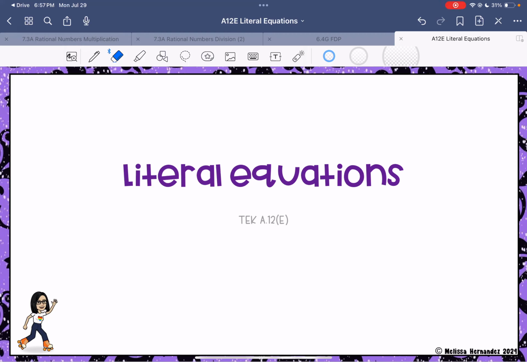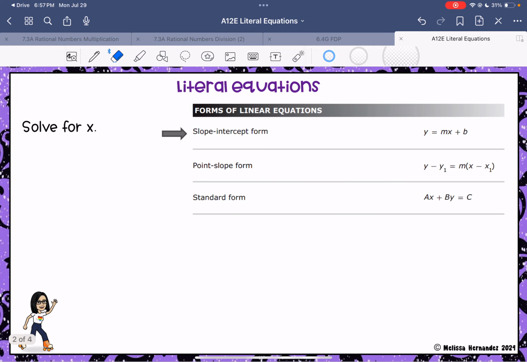In this video, we're going to practice solving literal equations. We're going to use equations that you've already been using since 7th grade, if you've at least been in Texas. 7th grade math, slope-intercept form, except we're going to solve for x in this particular example.